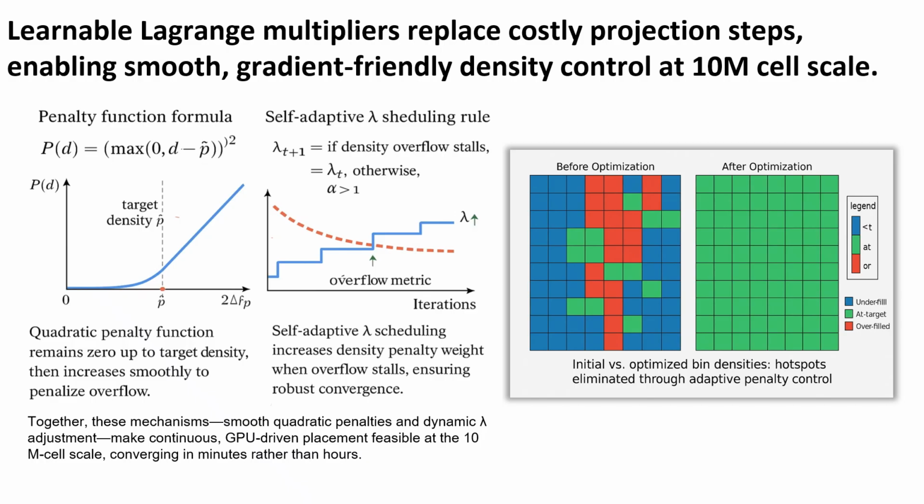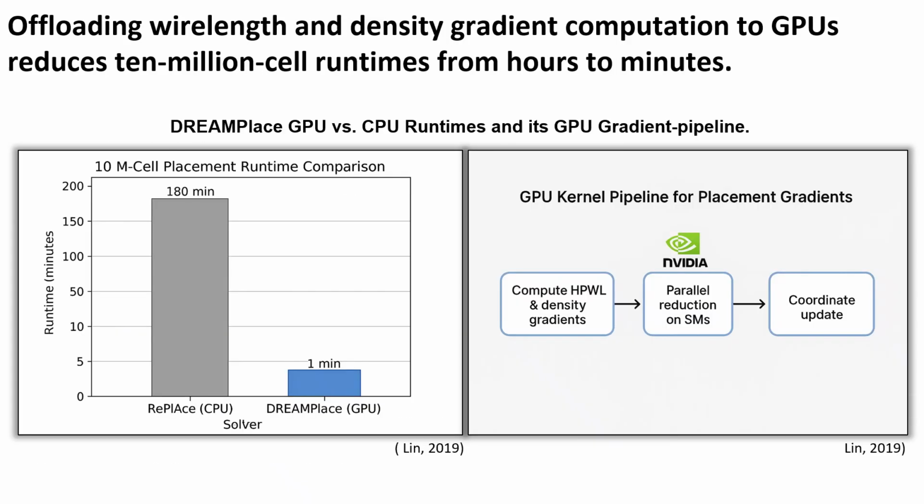A quadratic form ensures differentiability, and the self-adaptive lambda scheduler amplifies the penalty only when needed, preventing both under and overcorrection. The before and after maps then close the loop. Few to no hotspots, uniform density, and legal placement are achieved in minutes rather than hours. The next slide illustrates how offloading these gradient passes to GPUs yields sub-minute overall runtimes.